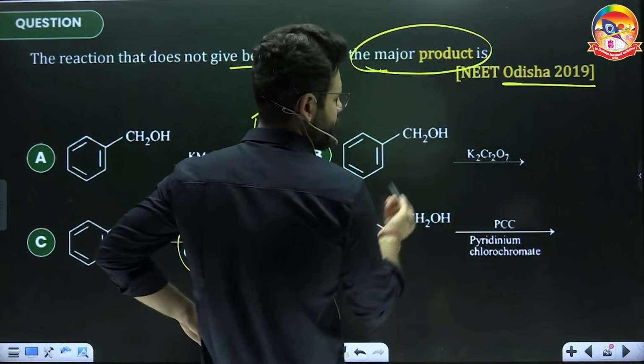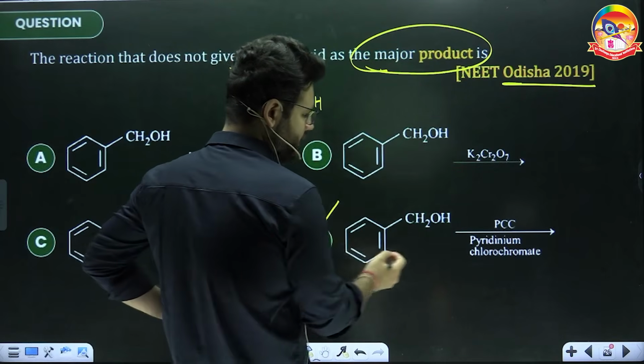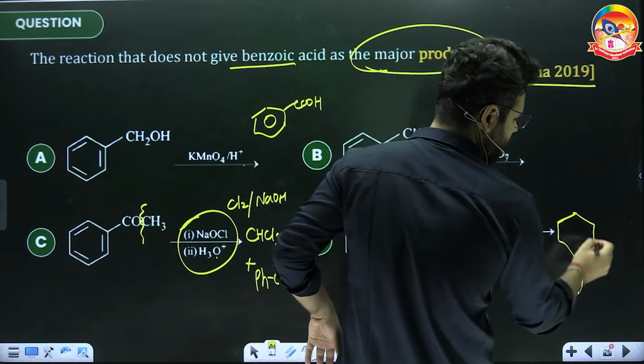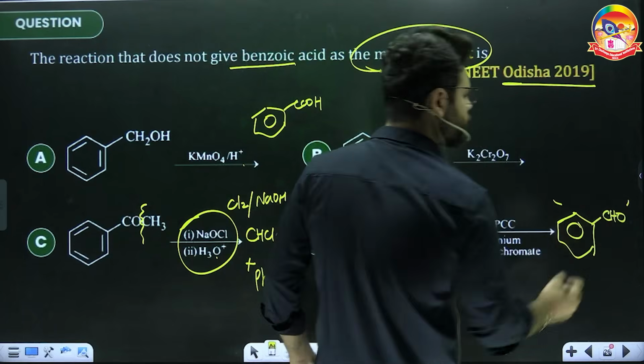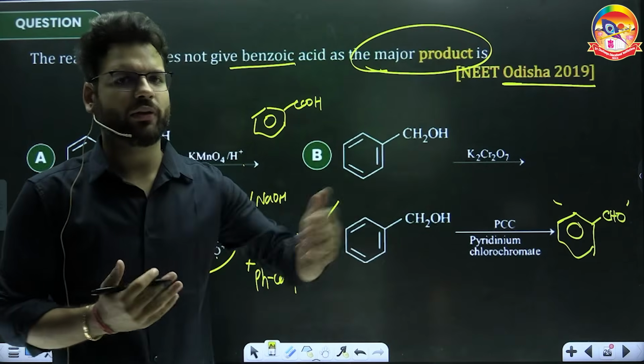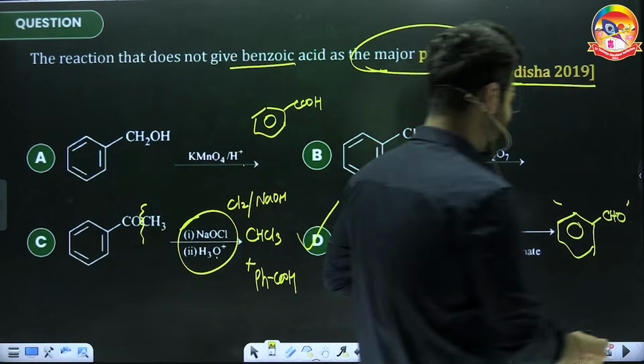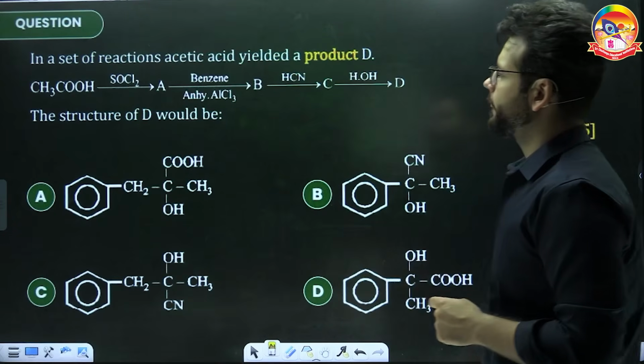K2Cr2O7 in the same reaction will also give acid. This will not give acid. PCC is a particular mild oxidizing agent which converts your alcohols to aldehydes only. Last class also I have told you the same. C will give you benzaldehyde and not benzoic acid.